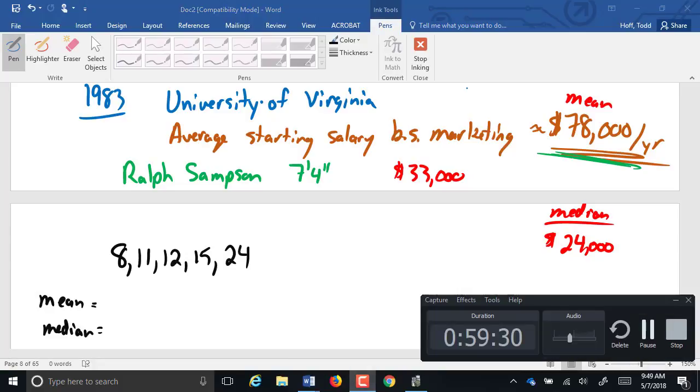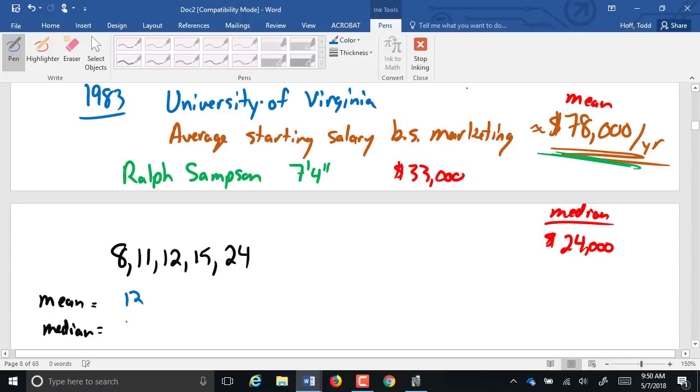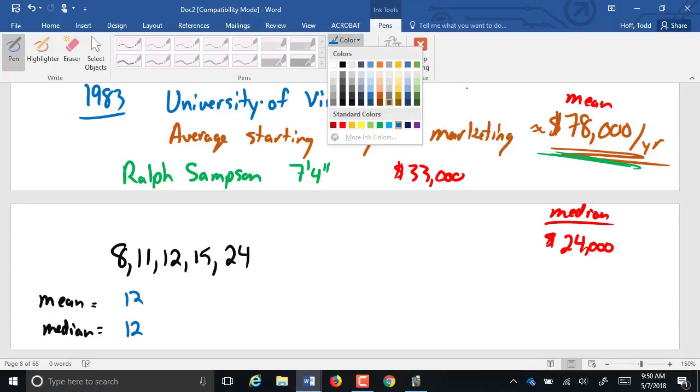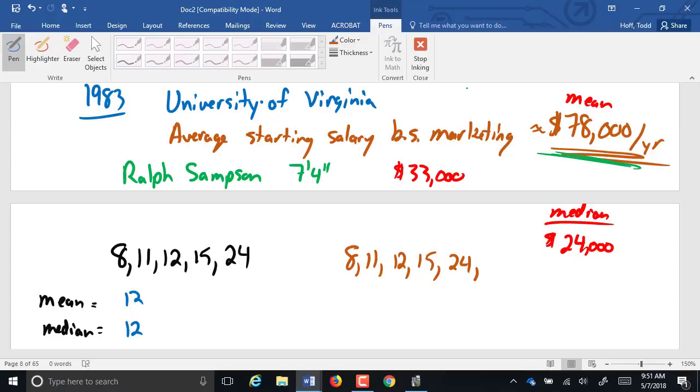I'll give you a minute to do this. Let's see what you got. What'd you get for the mean? 12. Median? 12. So now we're going to take that same set of numbers, and just like up here where we had that one really large number, I'm going to put another number in here. A really large number. Oh, let's see here. Let's do 78. And now calculate the mean and the median.